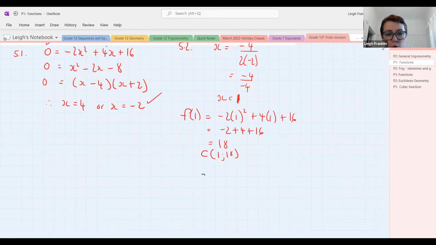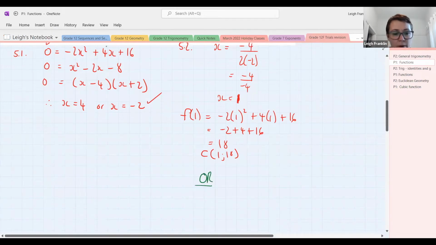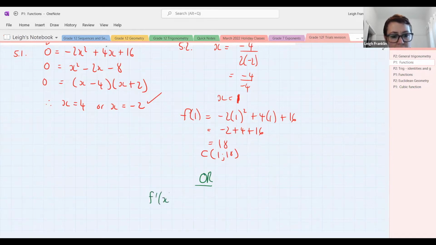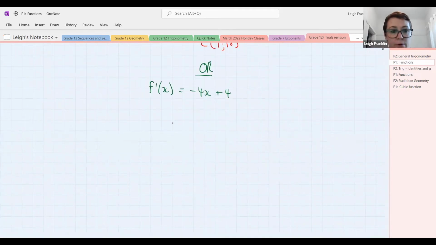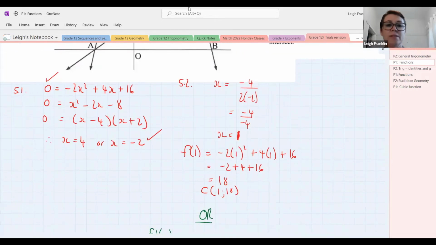So your alternative here, Emihle, was to go f prime x is equal to negative 4x plus 4. And then, of course, at the turning point, the derivative would be 0, so 0 equals negative 4x plus 4. I'm going to take this minus 4x over to the other side. So 4x would be equal to 4. Divide both sides by 4, and then x would be equal to 1. Okay, yeah, 100%. Very good.